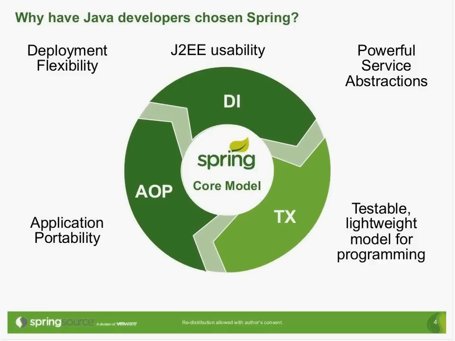Here, this third layer is labeled TX to remind us about declarative transactions, which are definitely an enterprise application concern that you would want to have available out of the box with a framework like Spring. So this is what traditionally attracted millions of Java developers to Spring.